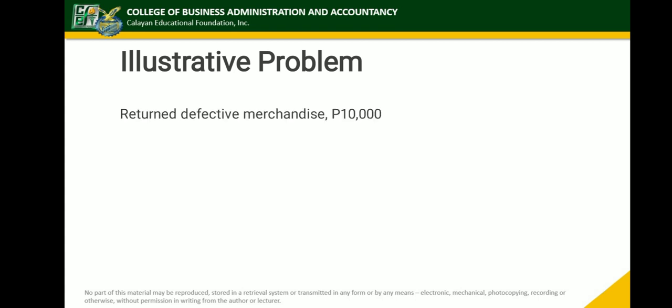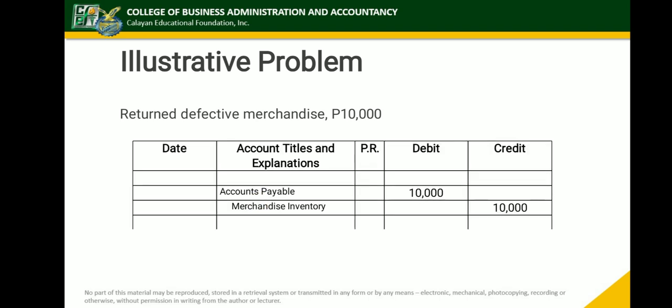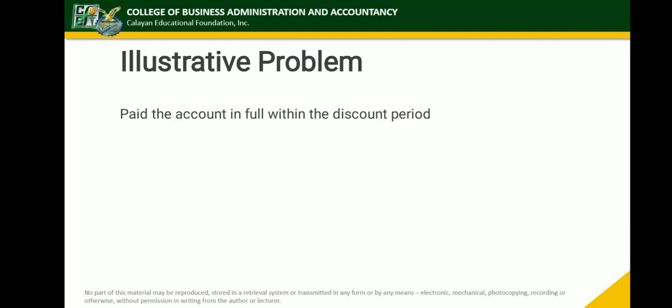Next, return defective merchandise worth 10,000 pesos. So, ito ay purchase returns and allowances, diba? But, i-credit naman natin siya this time ay kay merchandise inventory kasi hindi na rin siya pwedeng gamitin same with purchases and purchase discounts na account title. So, with debit accounts payable, bawasan natin si utang natin since magsasauli tayo, then credit natin si inventory since isusoli nga natin yung inventory, mababawasan siya dito sa ating records. Kailangan natin maipakita sa records natin na bababa yung value niya.